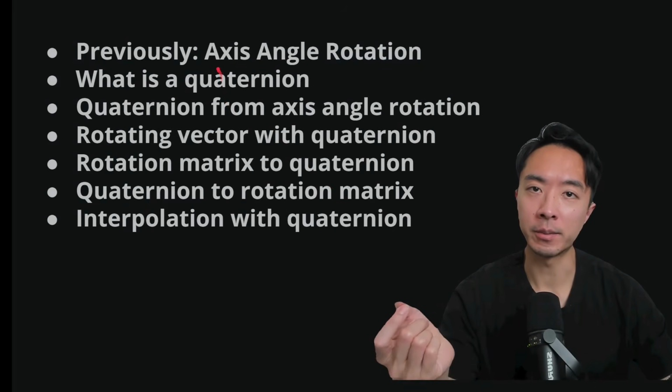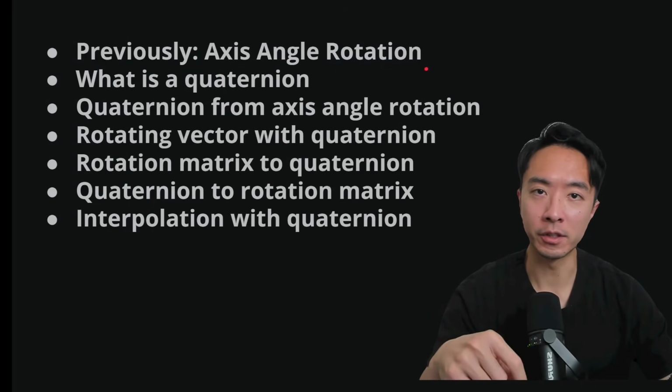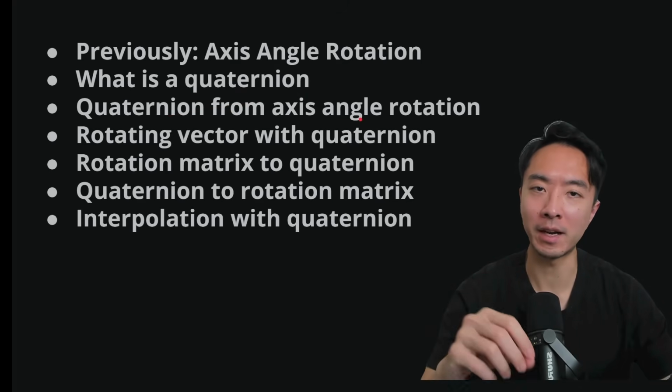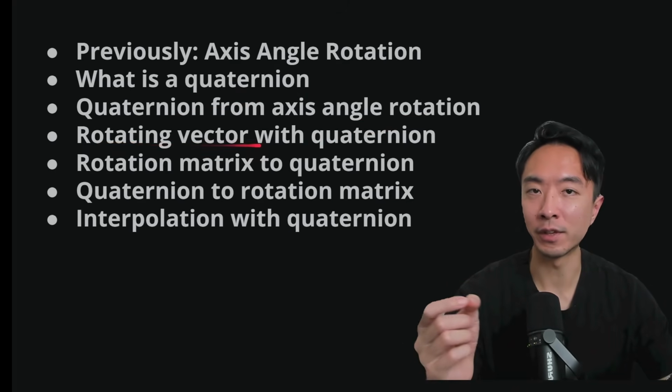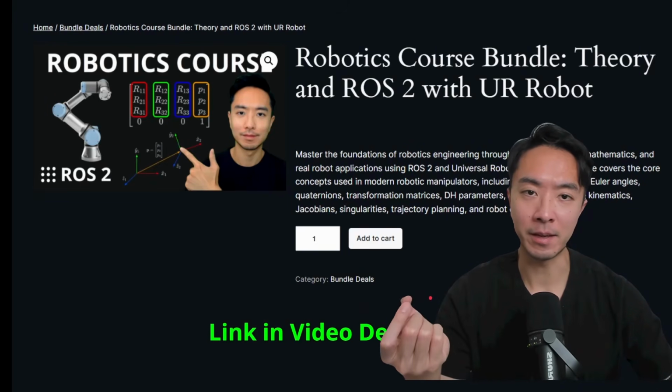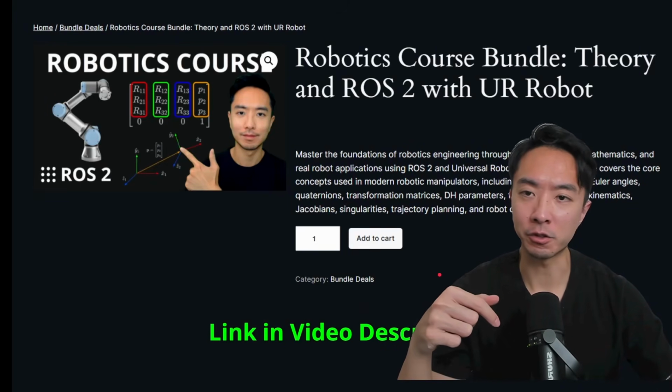So previously we talked about axis angle rotation. In this video, we're going to cover quaternions. We'll talk about how to go from axis angle rotation to quaternion, rotating vectors with quaternions, rotation matrix to quaternion, quaternion to rotation matrix, and finally doing interpolation with quaternions. My documentation and some advanced examples will be in the link in the video description.